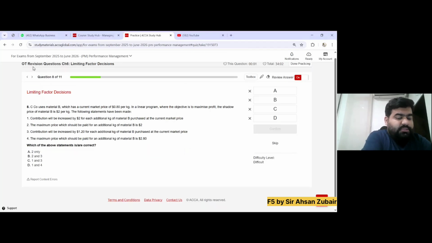Okay, now this next question. C company uses material B, which has a current market price of 0.8 per kg. In the linear program where the objective is to maximize profit, the shadow price of B is 2 per kg. The following statements have been made. Which of the following statements are correct? Okay, let us see.